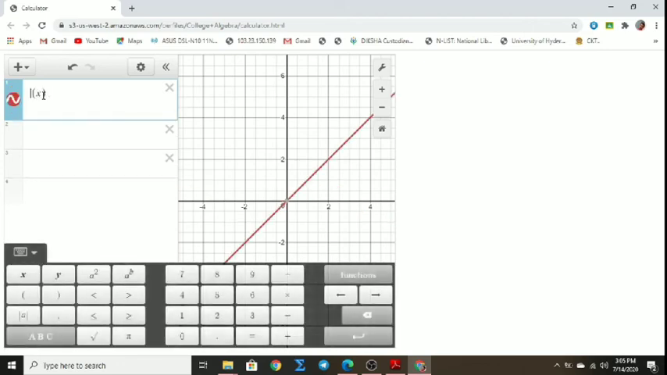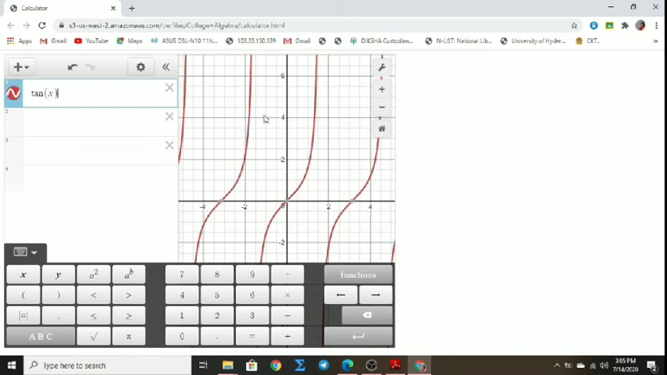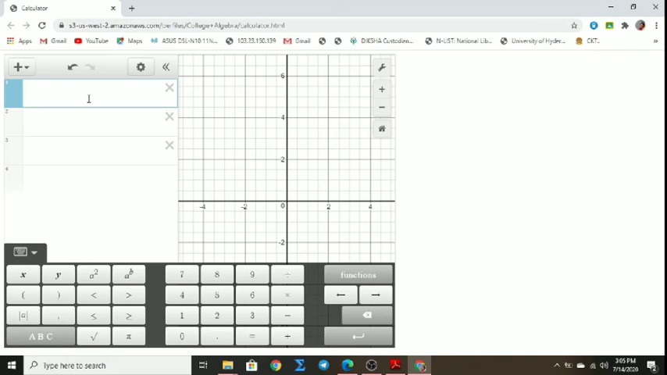After that we draw the graph of the cos x function, so this is the graph of the cos function. Then we draw the graph of the tan function, tan of x. So this is the graph of the tan function that we have seen. Whatever you add here, it will give you a graph of that function.